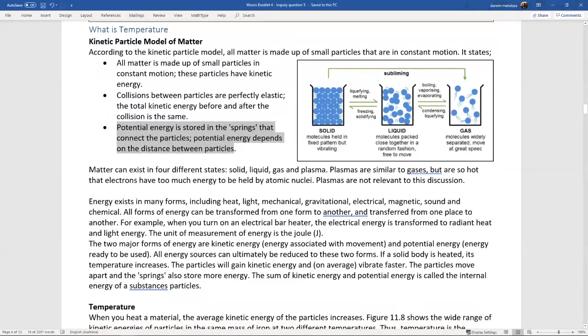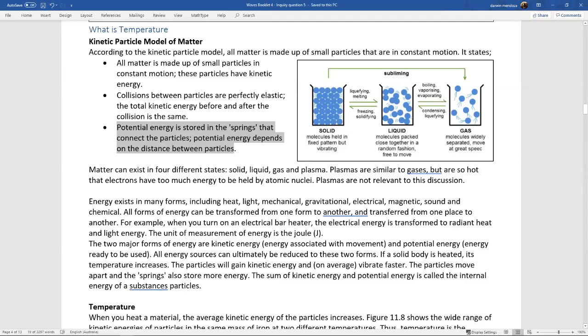Now, kinetic energy has to do with the motion or the movement of the particles in a particular substance. In a solid, you can see they're more compacted together. In a liquid, they're slightly further apart, and in a gas, they're completely far apart. Look at the amount of movement that's occurring in that one. So that is kinetic energy.